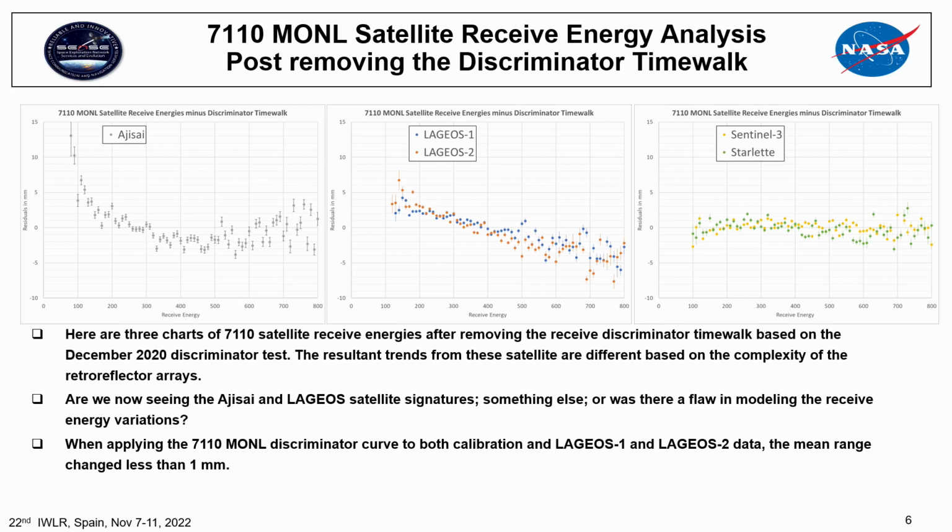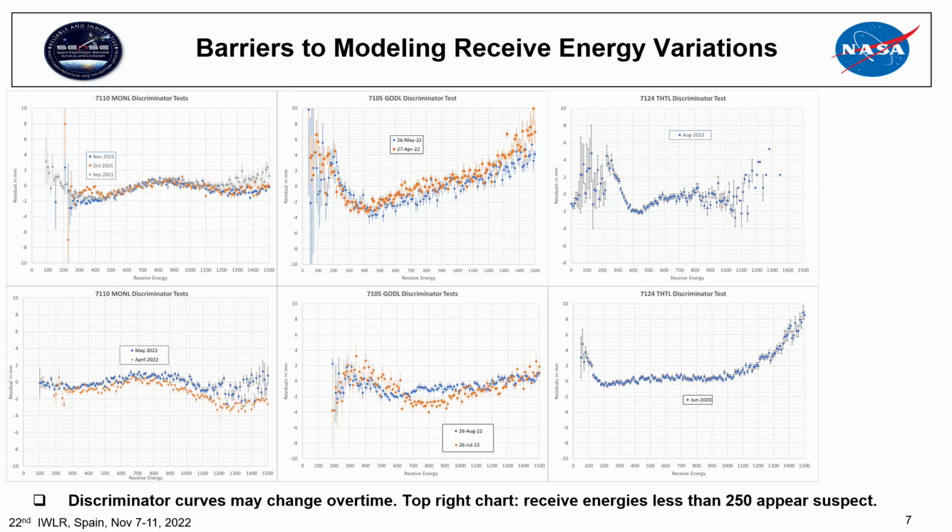When I applied the discriminator curve to both Lageos 1 and Lageos 2 in the calibration data, the mean range bias changed at less than 1 millimeter. So there are some barriers to modeling receive energy, though.